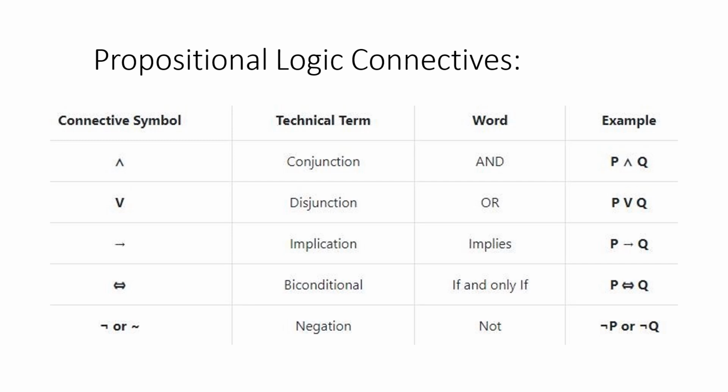We can see the connective symbols. First one is the AND operator, its technical term is conjunction. Here we can represent it as P and Q. Next is OR, disjunction, we can represent P or Q. Next is implication, the implies operator, P implies Q. Then biconditional, that is if and only if, P if and only if Q. Then the NOT operator, that is negation, that is not P or not Q.